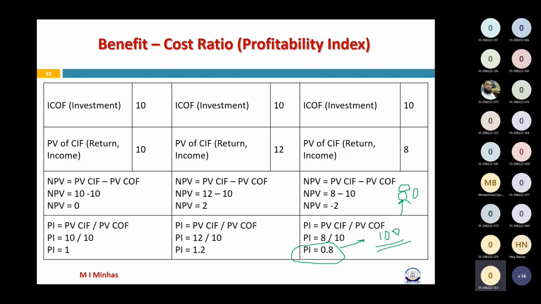So here again, the question comes regarding the initial investment. I will tell you about that in the coming weeks.